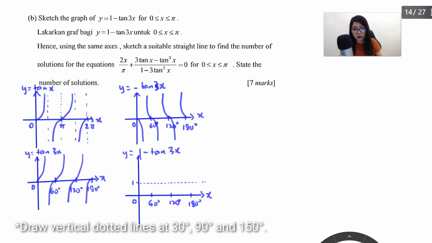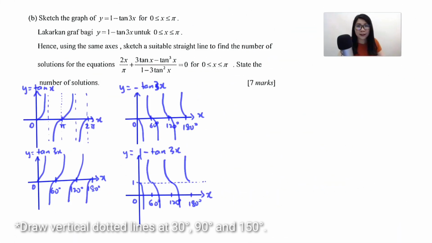Okay, so the graph will be going down, then it will be going up. Okay, and then here the graph will go down, and then here will go up, and then after that here will go down. Okay, and then here will go up like that. Okay, let me draw this nicely so that it looks more like a curve that goes up to infinity. Okay, like that. So that will be the graph for 1 minus tangent 3x.